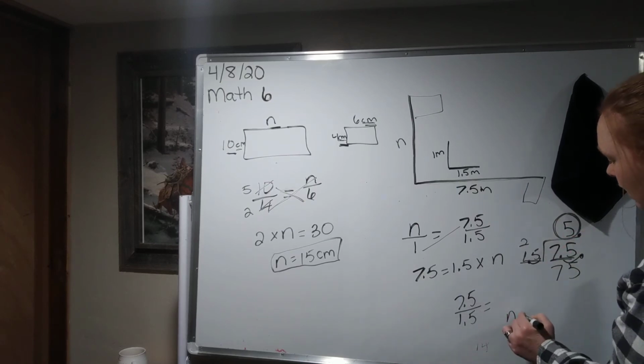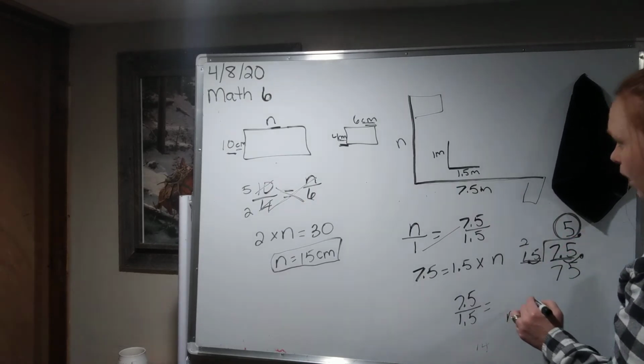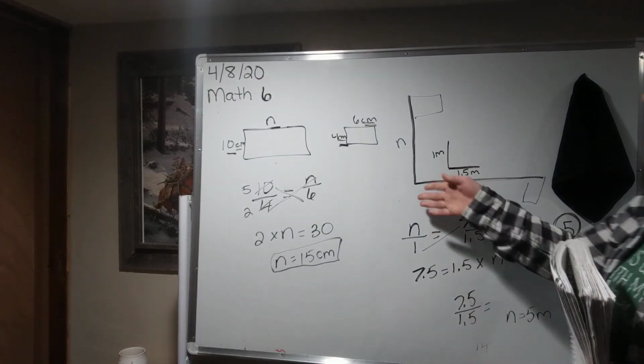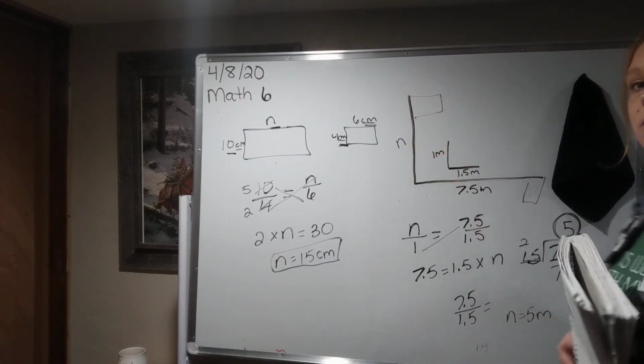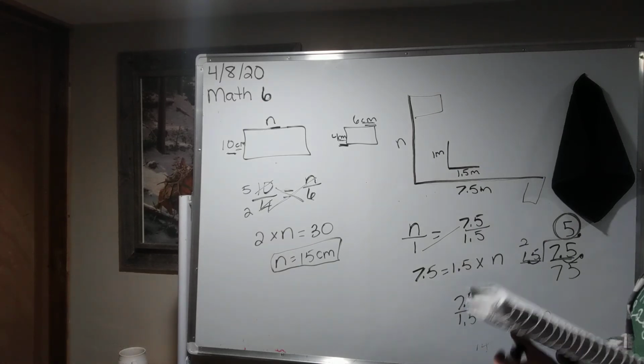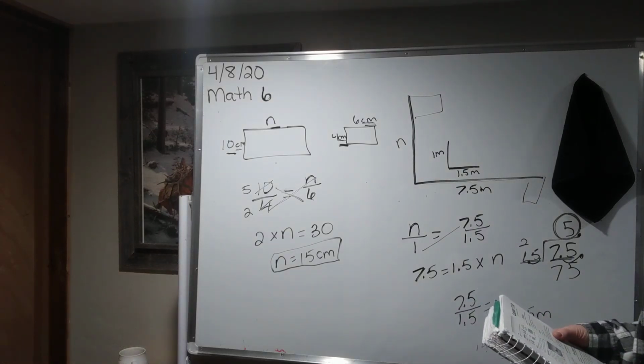So n equals 5 what? What were we measuring in? Meters. Okay, so my flagpole is 5 meters, and I was able to figure that whole problem out without actually measuring the flagpole. It's a really neat way to measure.